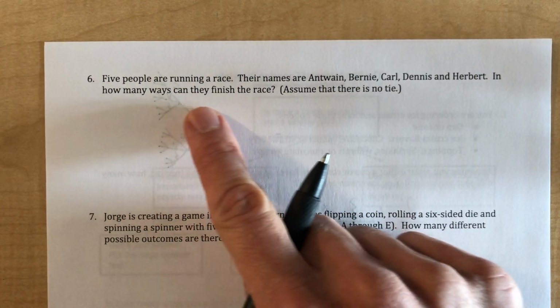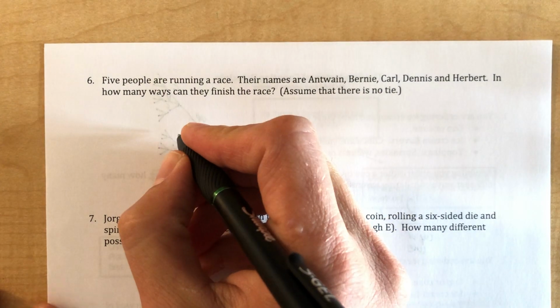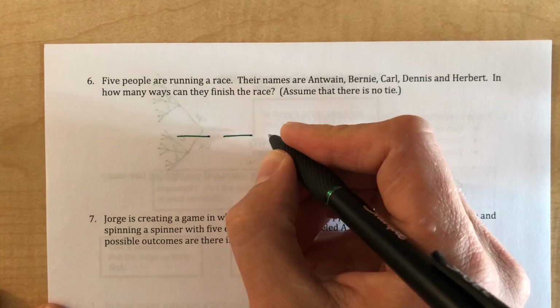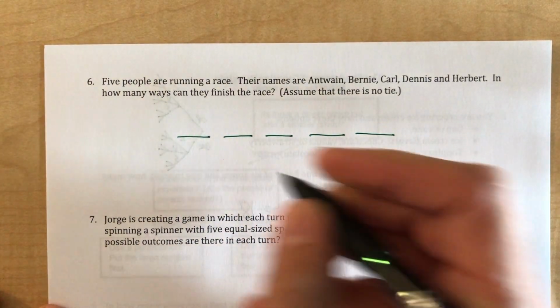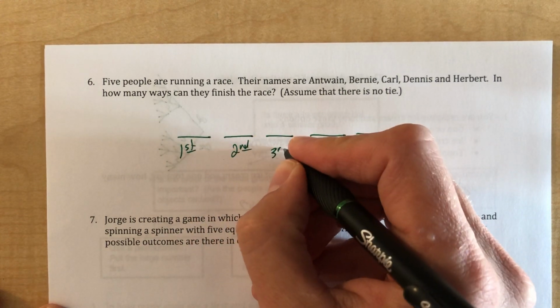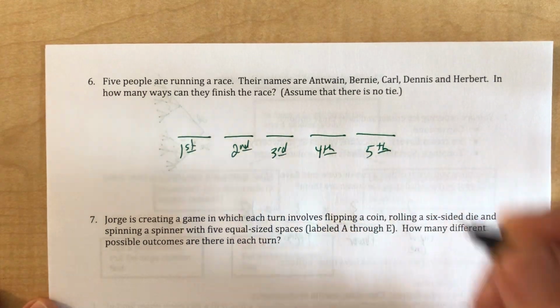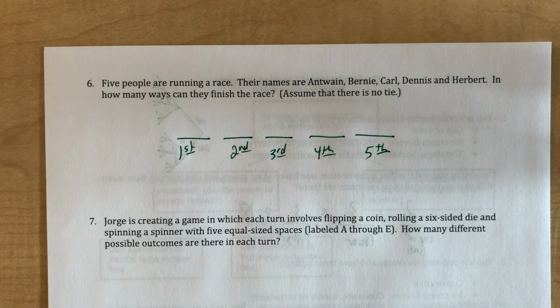And how many different ways can they finish the race? And we're going to assume there is no tie. So we are going to have 5 people, and they are going to run a race. And we can have a first place, a second place, a third, a fourth, and a fifth. So here's first, second place, third, fourth, and fifth.